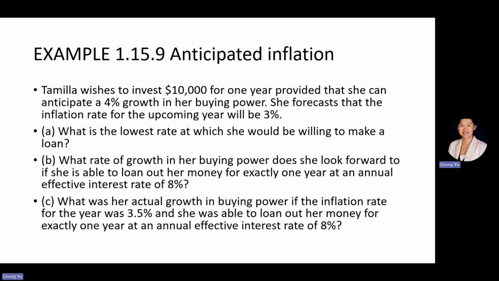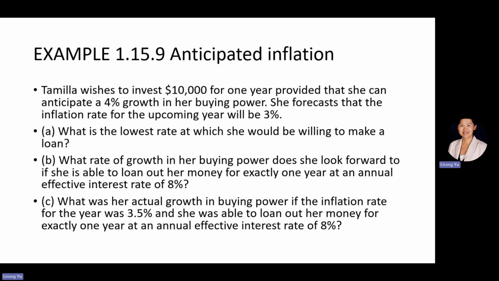So this question is asking, if the interest rate is 8% and the inflation is 3%, what will be the J? So B is asking for the growth in the buying power. Namely, we're calculating J in B. The last question is, what was her actual growth in buying power if the inflation rate for the year was 2.5% and she was able to loan out her money for 8%? So this is when I equals 8%, R equals 2.5%, and we're calculating the J.